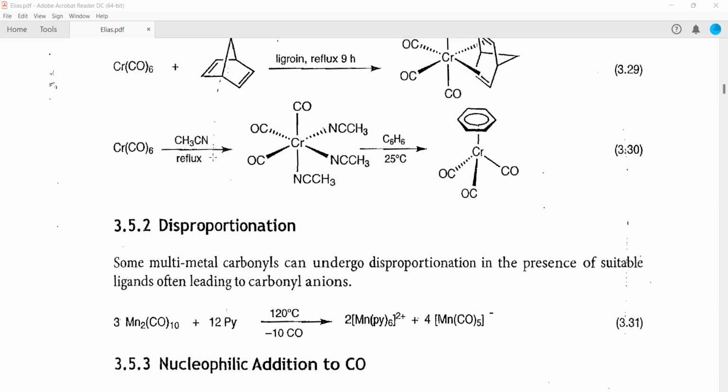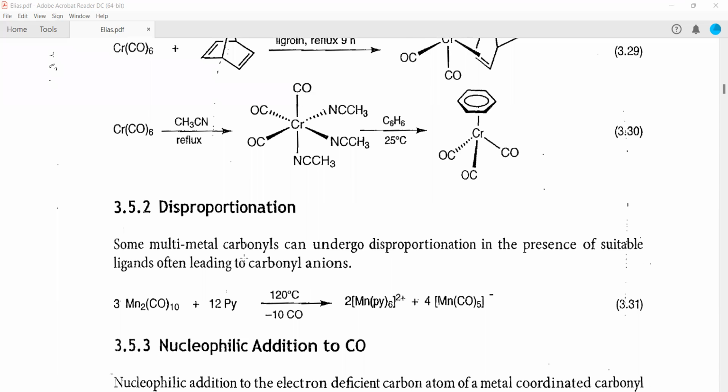For example, in equation 3.30, they have replaced it by one benzene at 25 degrees centigrade. So it's very easy to do, right? But it was very difficult to get rid of carbonyl. You needed reflux condition. But in order to get rid of this acetonitrile, you don't need any reflux condition. Room temperature works. So these are the various modes of activation of metal carbonyls.